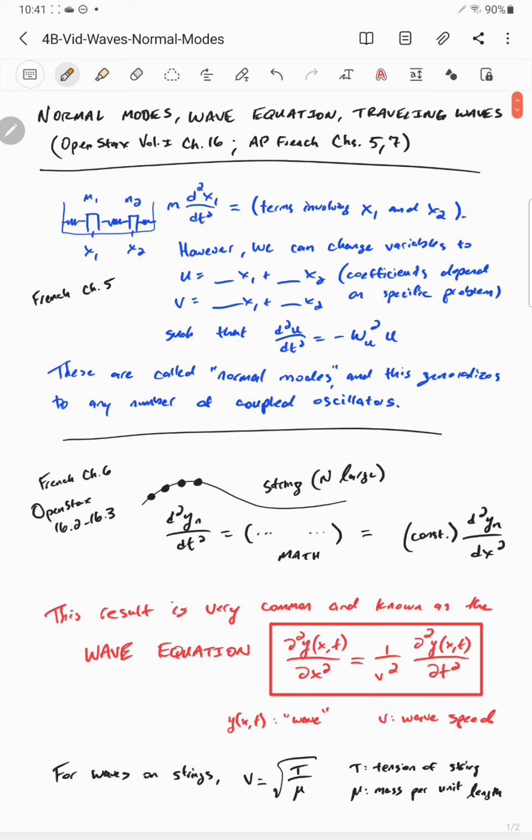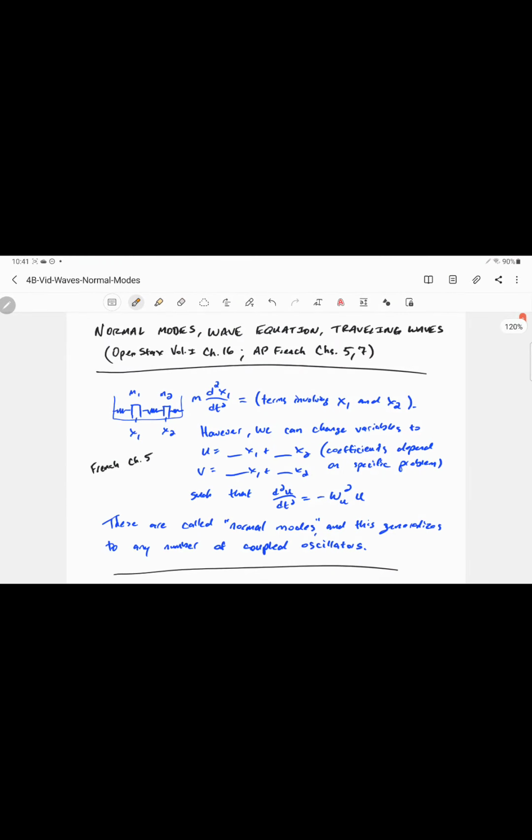Okay. So, the last video covered oscillations. And so we build on that in chapter 5 of the book by French. So the first thing that we consider is two masses connected together by some springs. So the way you analyze this is, you look at the sum of all the forces equals mass times acceleration for m1. So this is just mass times acceleration for mass m1.